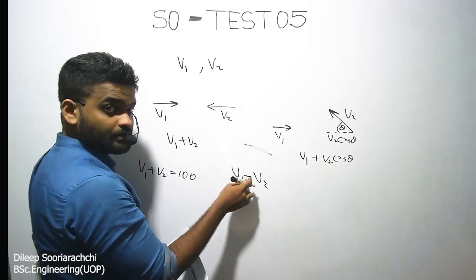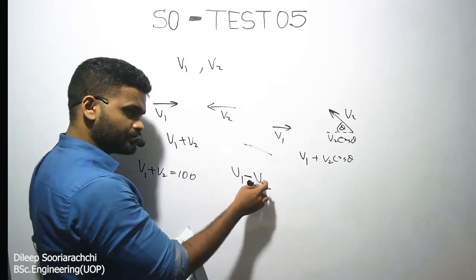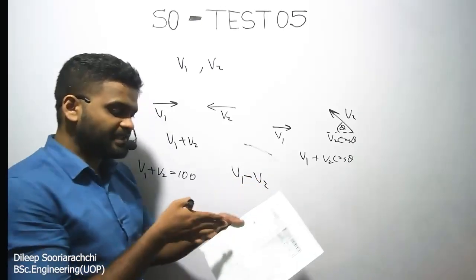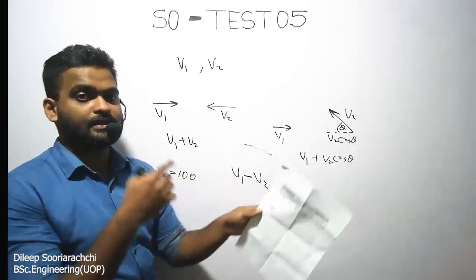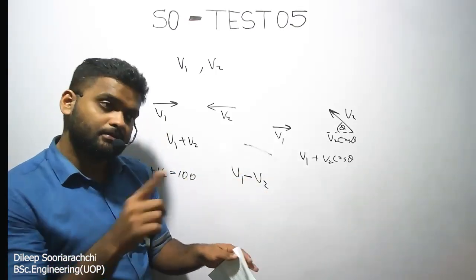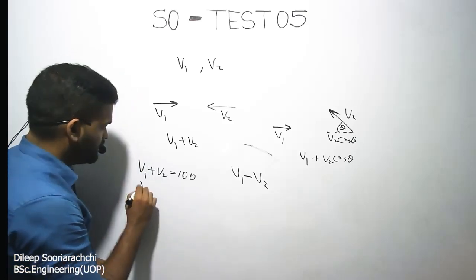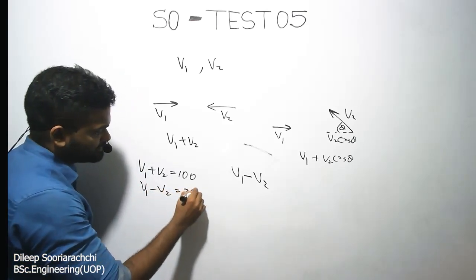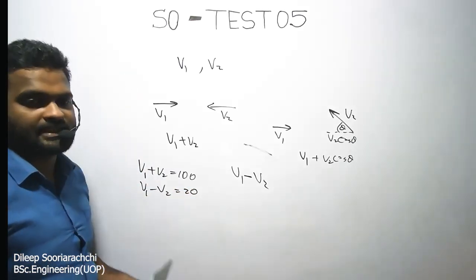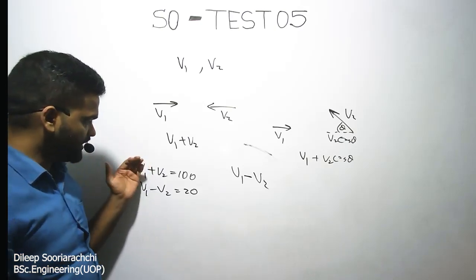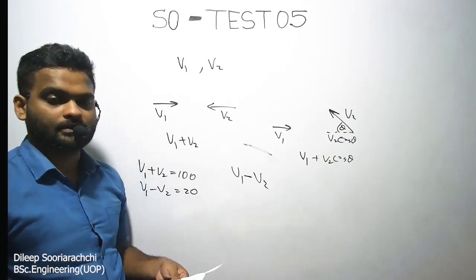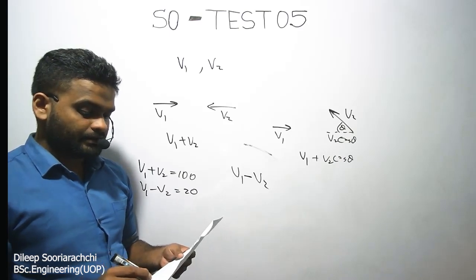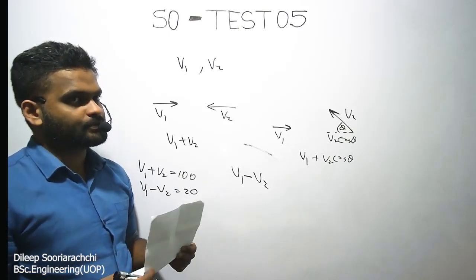What is this v1 minus v2? v1 minus v2 is when the objects are moving in the same direction. Then you get the minimum relative velocity between them. That value is given as 20. Now you have two simultaneous equations. You can simplify that and find v1 and v2. That's what they are asking. I'll explain that a bit more.